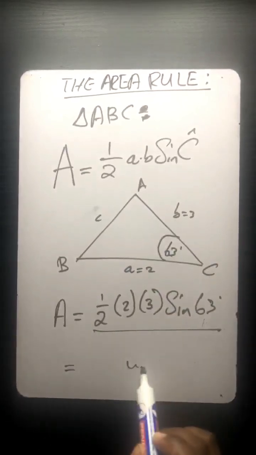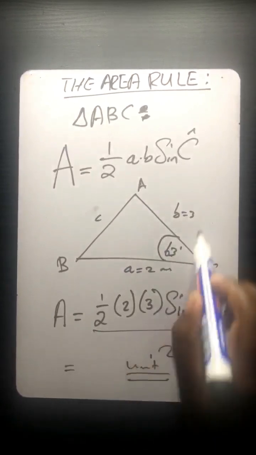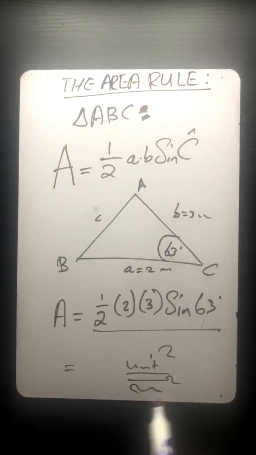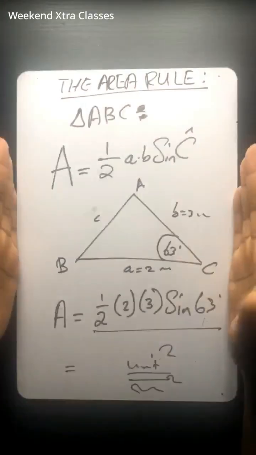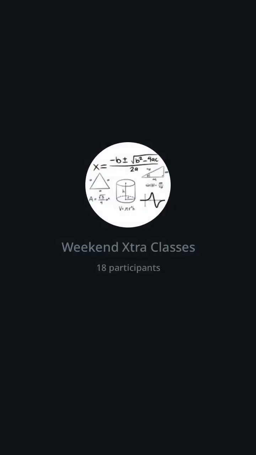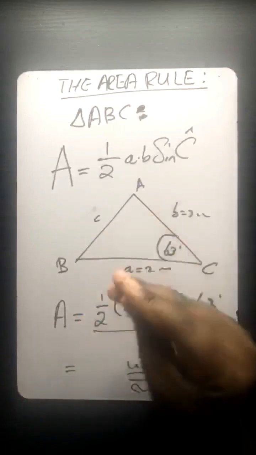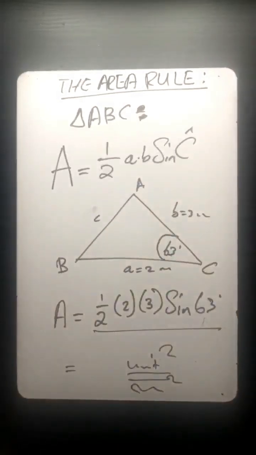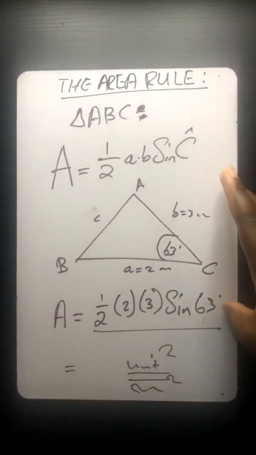The area that you get is in square units. If you're given that in meters, that means the final answer will be meters squared. I think the area rule, if I keep it short this way, won't cause any confusion. But the moment I go deeper and deeper, it might seem even more complicated. So for now, let's keep it this way.